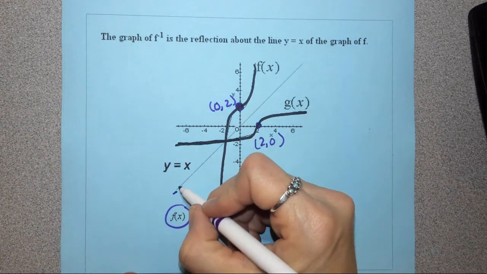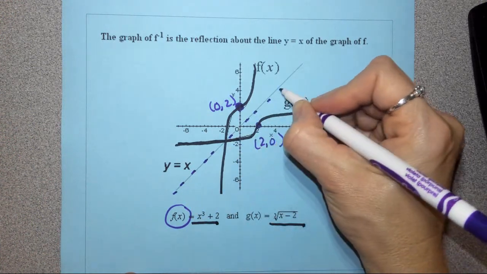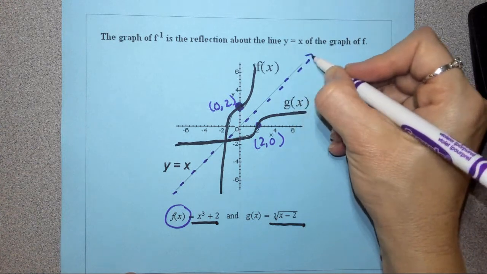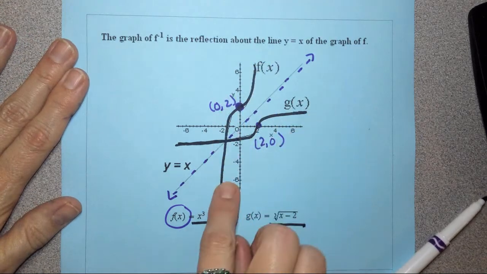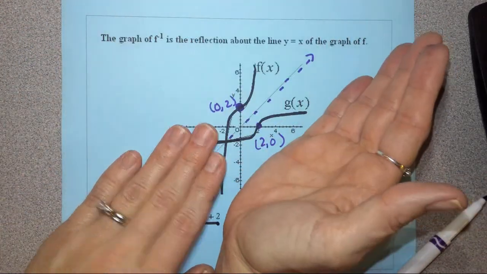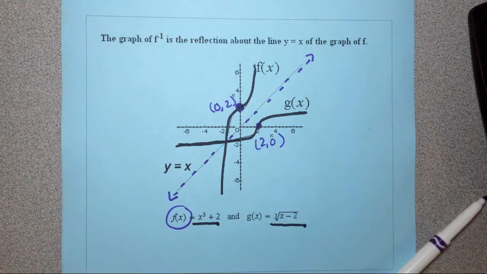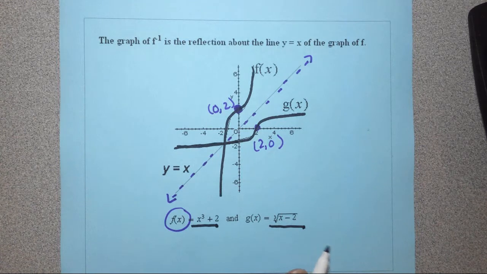Something else we'll notice is that inverses are symmetric, a reflection over the line y equals x. I could take anything from this graph and flip it over this line. See how it's a mirror image over this line? And it's going to reflect over the line y equals x. That's only if they are true inverses of each other.